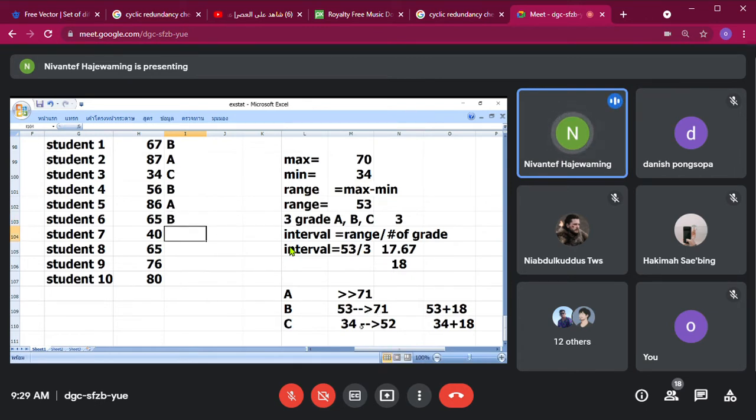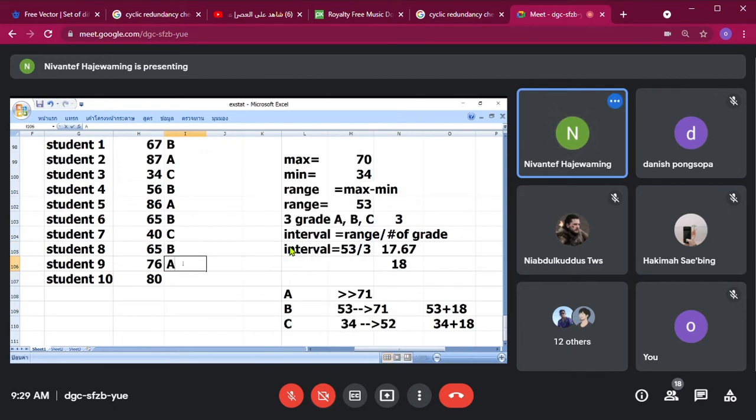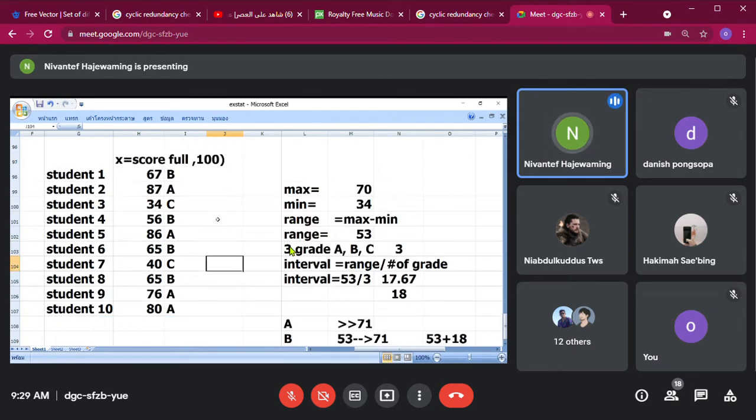14, it is between here. It is C. 65, it is between here. It is B. 76, it is A. 18, it is A, right? This grade comes from your mark directly. Mark 67, get B. Mark 87, get A. Go on, right? We have no statistic method. Have no statistic method.